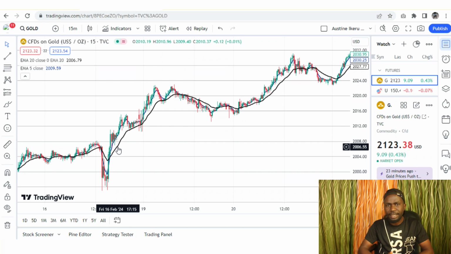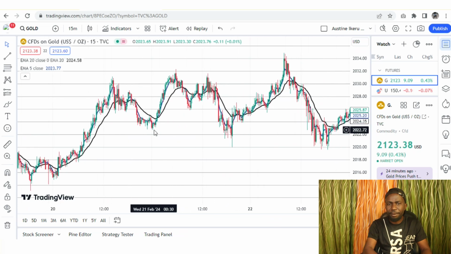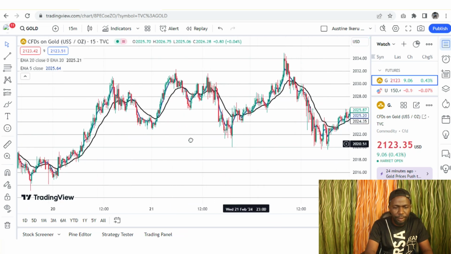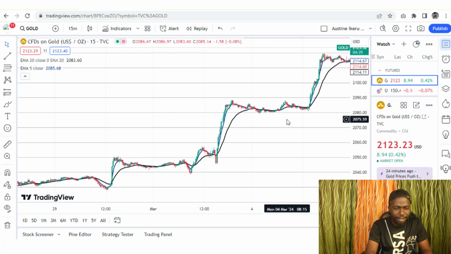So what I will do is I will hold on to that particular trade and then I'll just be moving it up slowly. As the price is going up, I'll be moving it up slowly, right? So with that, you can clearly see that the moving average is one of the best trading strategies that you can use to make money consistently in the forex market.